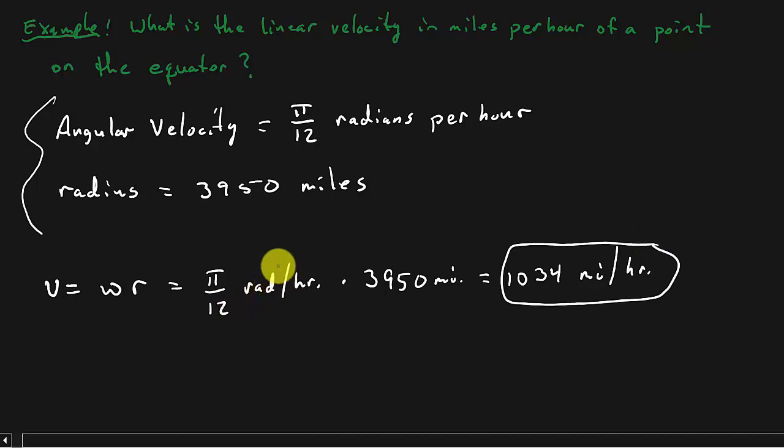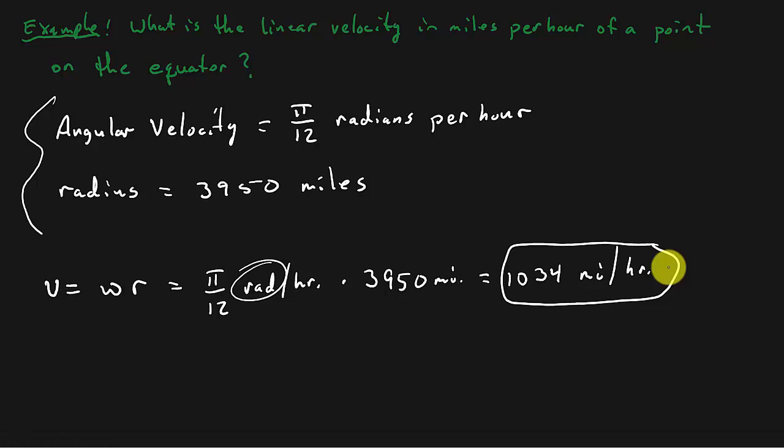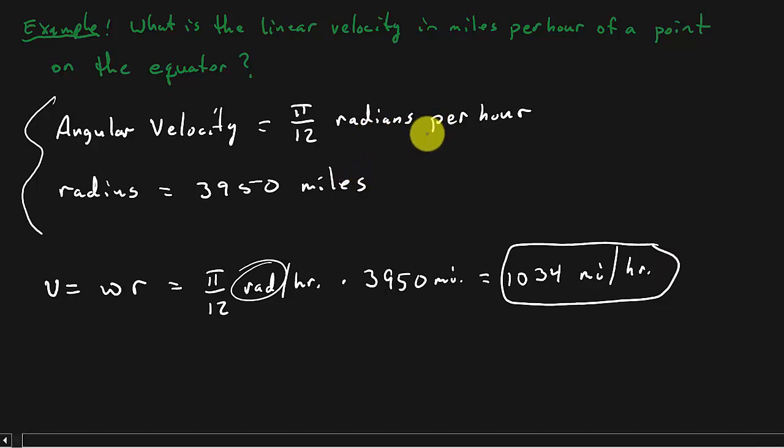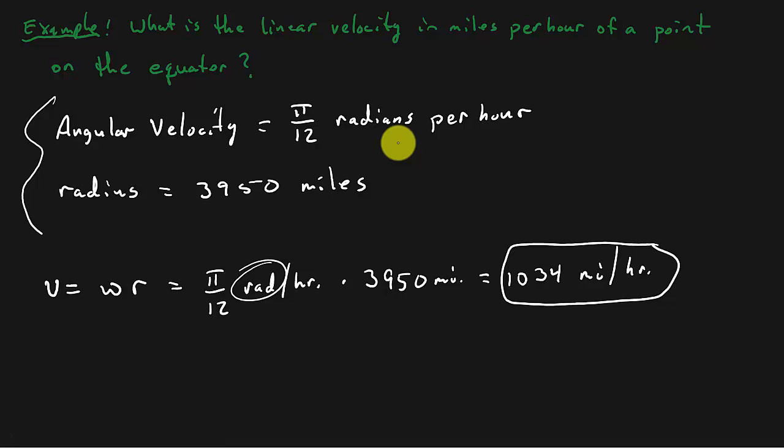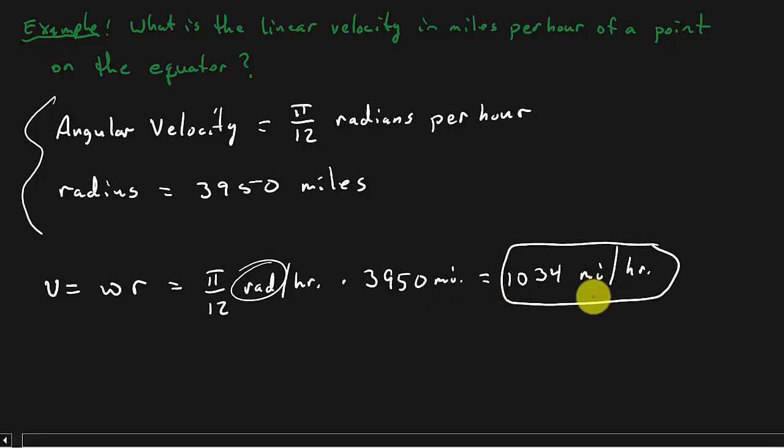All right. So you might be wondering what happened to the radians there, because my final answer is miles per hour. Well, the angular velocity, we wrote that as radians per hour. The radians are omitted from the answer because radians are just real numbers. So we can omit the radians, and that just leaves us with miles per hour.